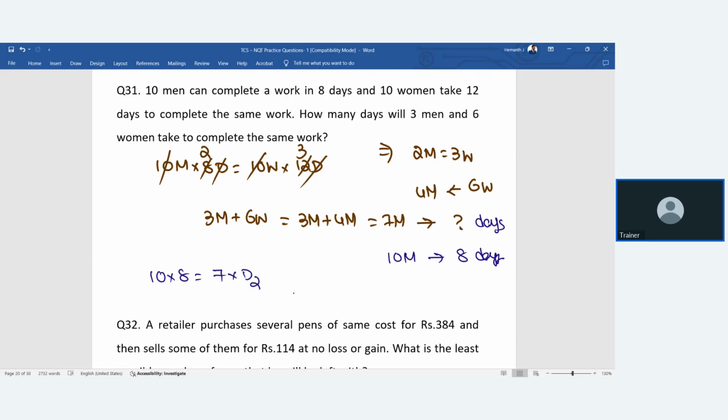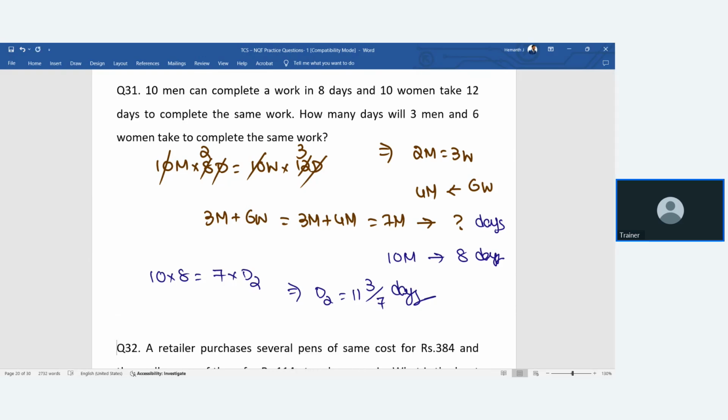It's 80 divided by 7, which is 11 3 by 7 days. D2 is 11 3 by 7 days. For the option, 11 3 by 7 or 11.4 likewise we have to mention. 11.42, very good here. If options are given, generally they'll give mixed fraction like this, or else you can see 3 by 7 is nothing but 0.42 likewise. So 11.42 you can go.